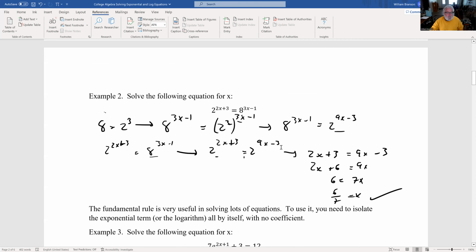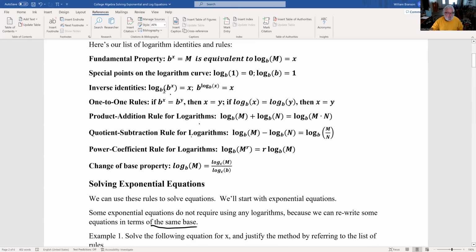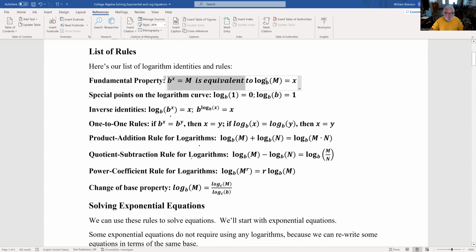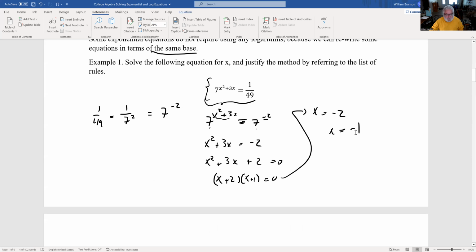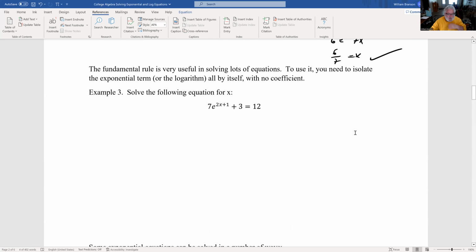Okay, now the fundamental rule, remember the fundamental rule is a way, or property, is a way to convert from exponential equations to logarithmic equations or vice versa. So that helps in solving a lot of equations. To use it, what you need to do is to isolate the exponential or logarithmic term all by itself with no coefficient. So to solve this using the fundamental rule, we have to isolate that term.